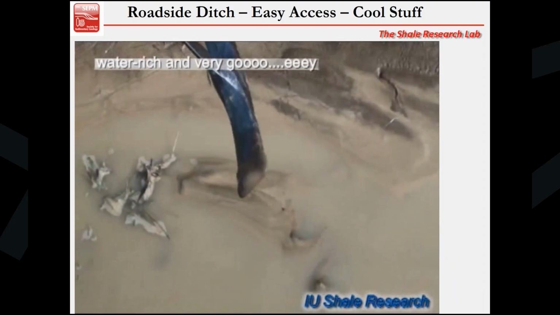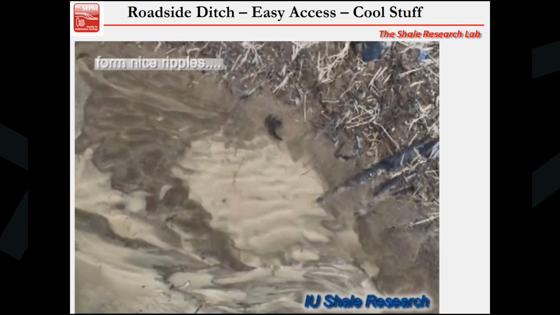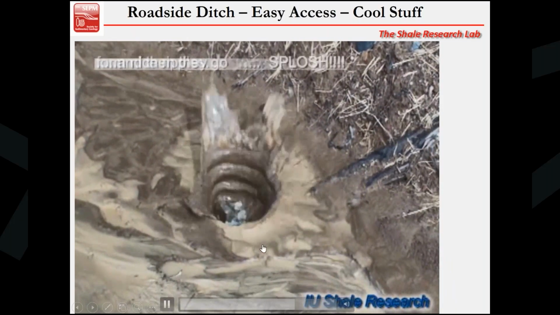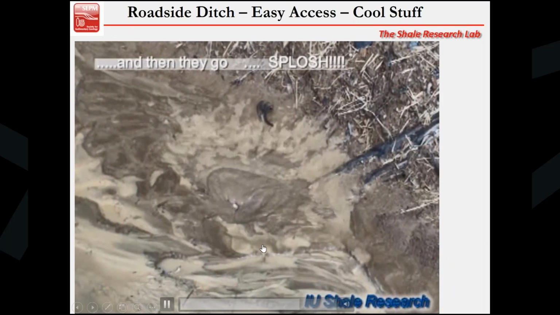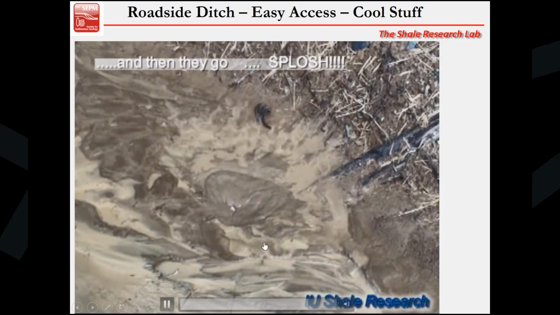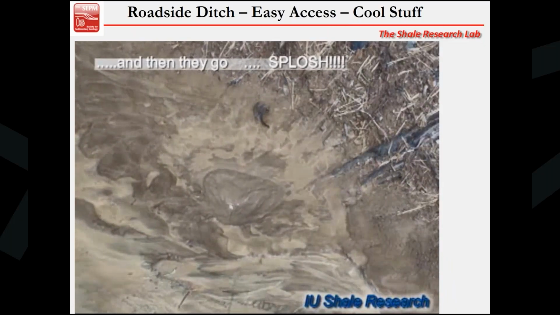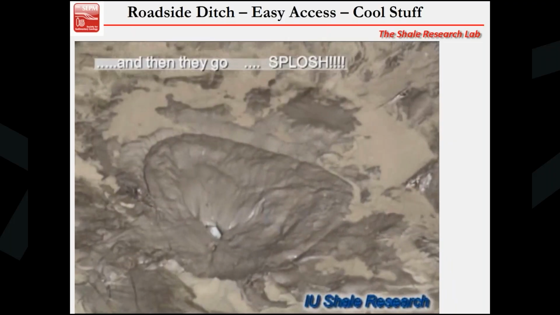You try to touch it. And here this forms nice ripples. Okay, rippled stuff, bang. And it's all mud. Okay, and this is basically a roadside ditch, and I don't imagine that the rules change just because you have a kilometer of water on top of it.